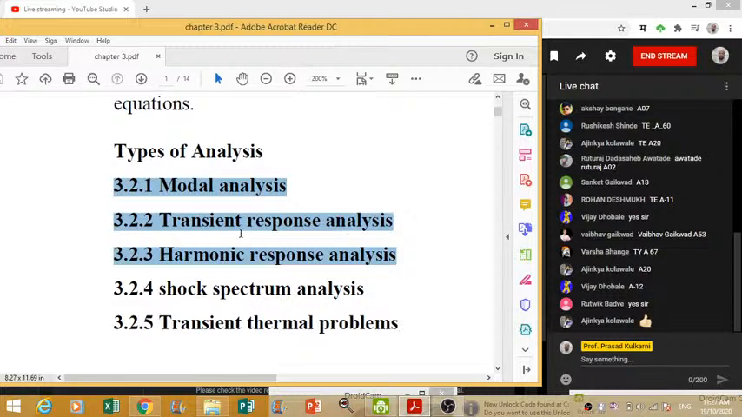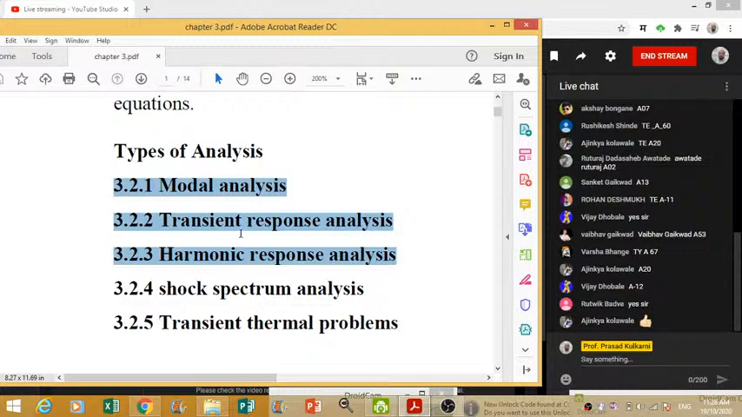While designing the component itself, you must design it in such a way that the natural frequency is high. Root k by m is the formula: stiffness with respect to mass, under the root. So root k by m is the formula for the natural frequency, and you must keep the natural frequency high.